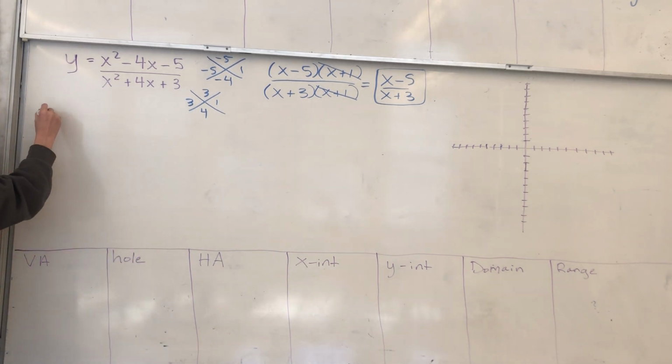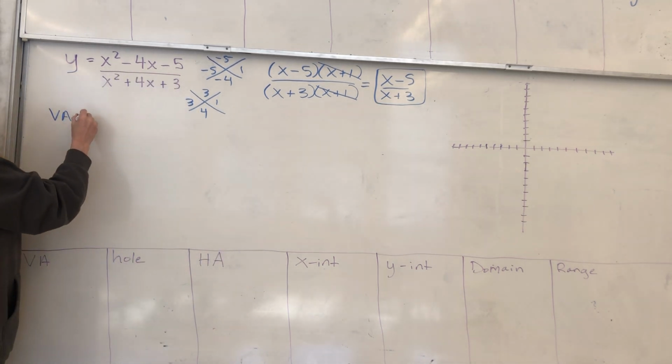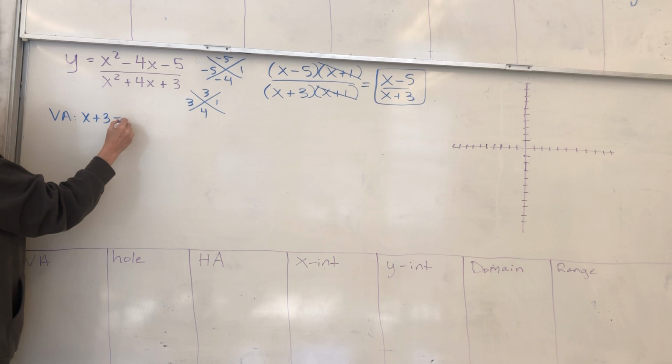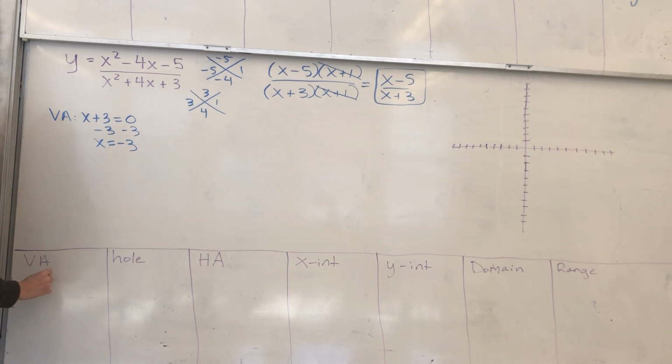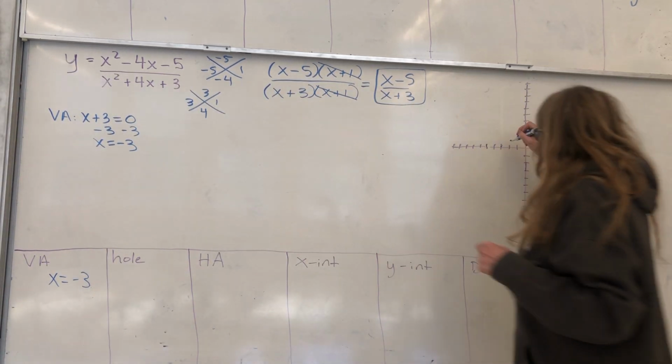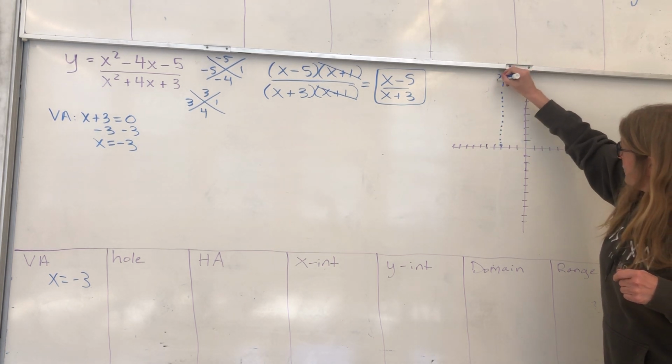Okay guys, for the VA, I'm going to take my denominator and set it equal to 0. So x plus 3 equals 0 means that my VA is that x equals negative 3. So I'm going to come along here, draw my VA, and x equals negative 3.